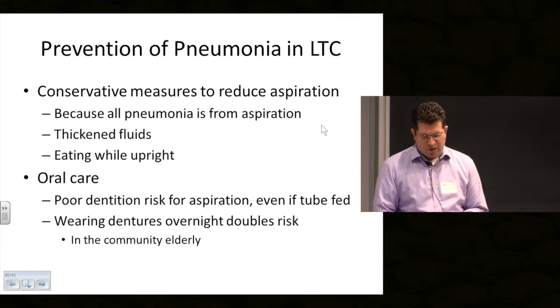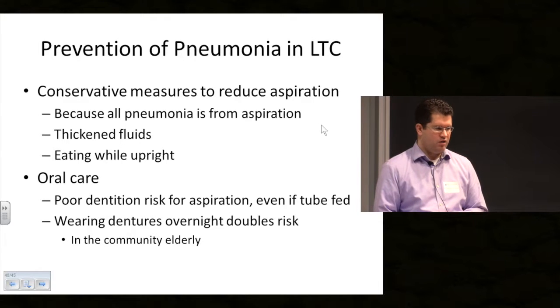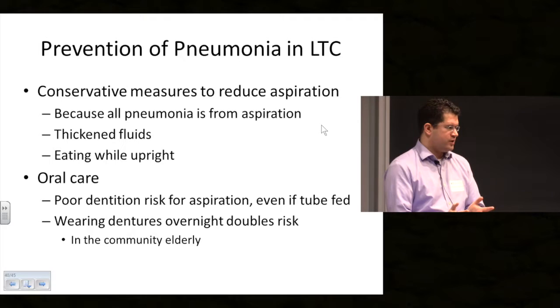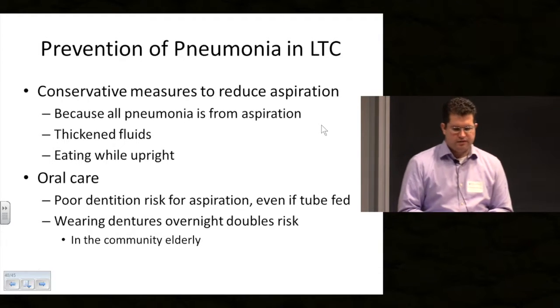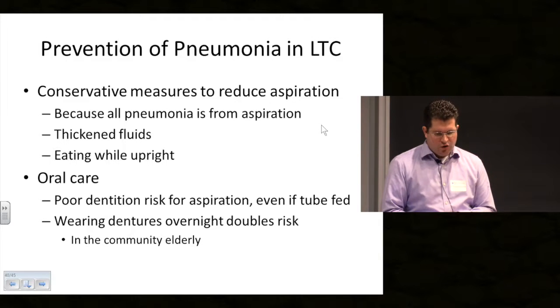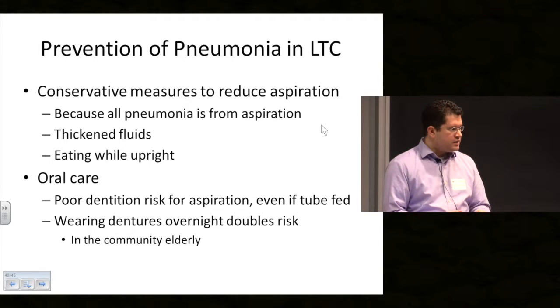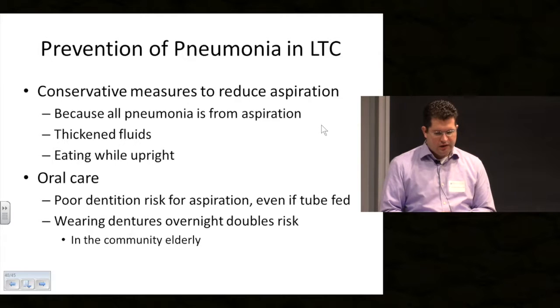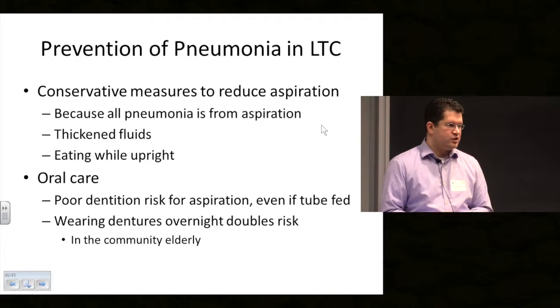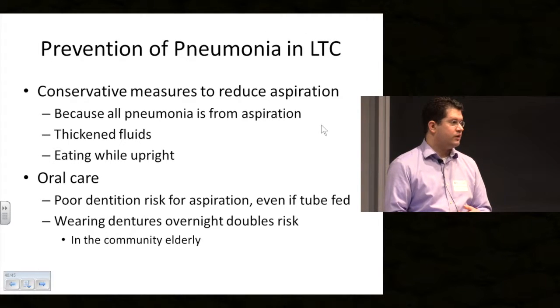So the last area to talk about is how do we prevent pneumonia in long-term care? So conservative measures to reduce aspiration, of course. So having patients with swallowing difficulty be upright, thickened fluids if appropriate. Oral care is very important because poor dentition is highly associated with pneumonia, and it's a risk for aspiration even if the patient isn't taking anything orally and is getting tube fed.